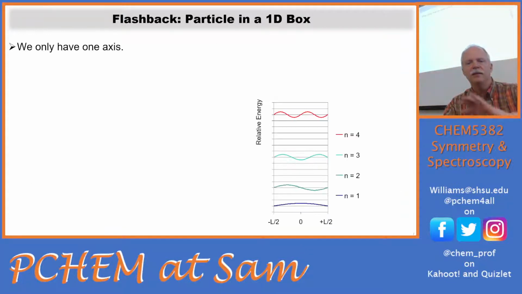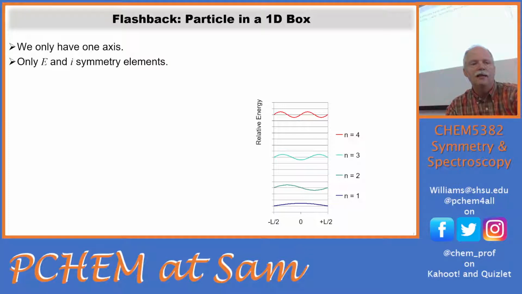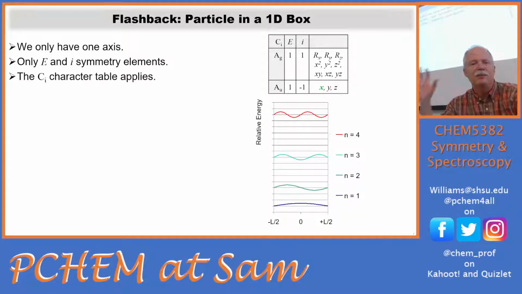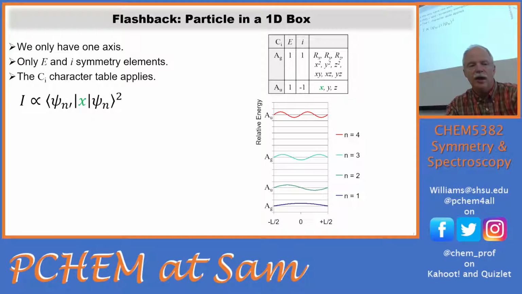And so let's do this flashback to the particle in a 1D box for continuity. This was the 6 pages of math that we reduced to a Post-it note. And so we only have one axis. We have E and I symmetry elements, almost the smallest character table. C1 is smaller, but this is a 2-row, 2-column character table. And we have those wave functions labeled even and odd, AG and AU. And here's our transition dipole moment integral. We want to know, is this an allowed transition using the X polarized light?